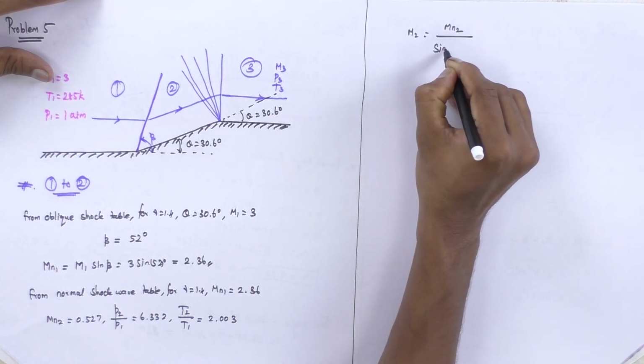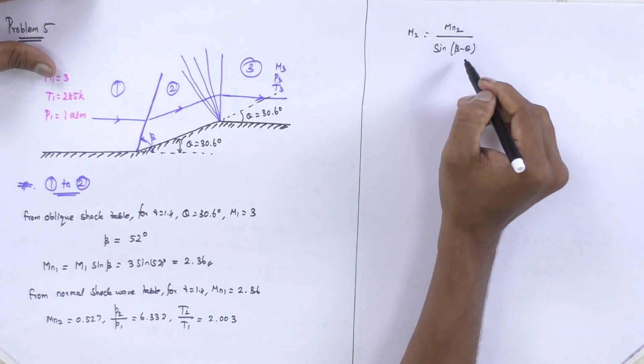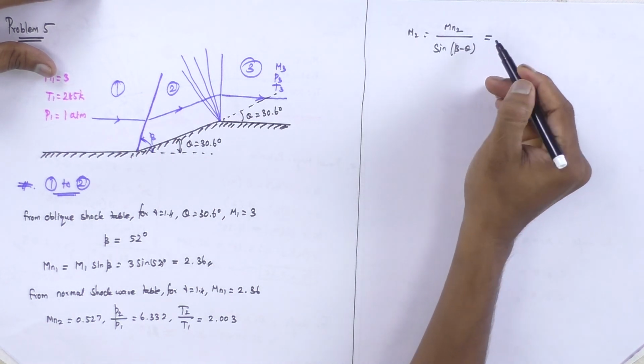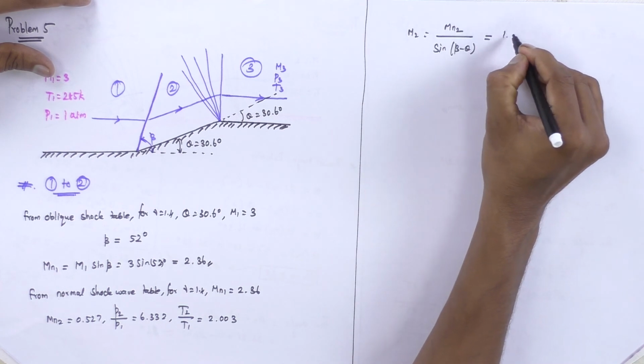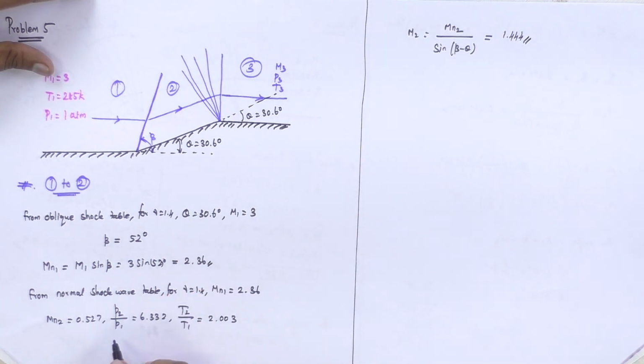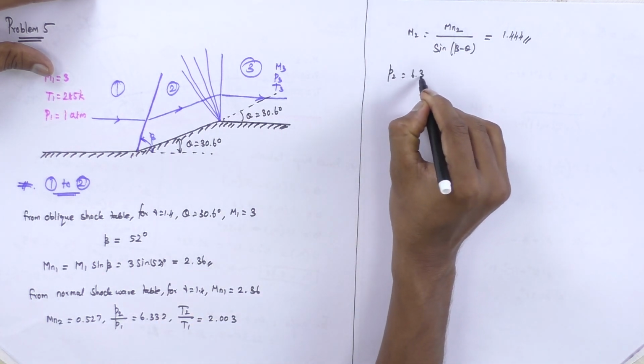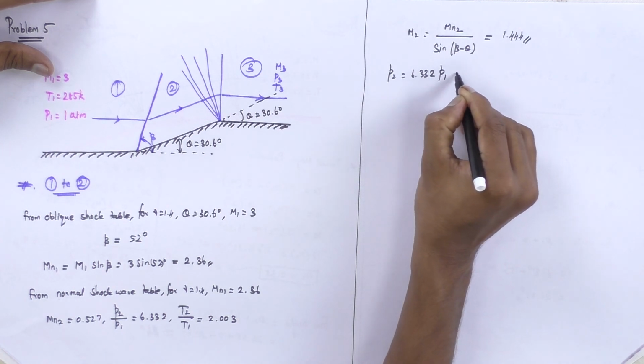So again, from trigonometric relation, you can calculate the M2 value as Mn2 divided by sine of beta minus theta. Here we know the values of Mn2, beta and theta. So after the calculation, we will get M2 as 1.444. Then from this ratio, we can represent P2 as 6.332 times P1 value.